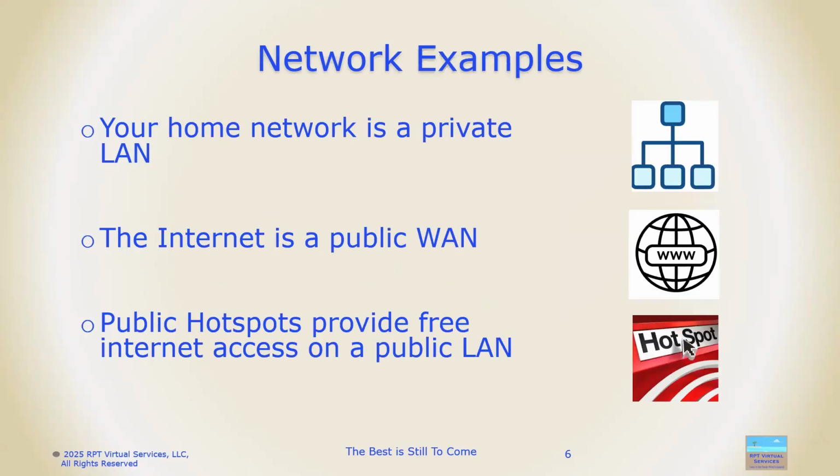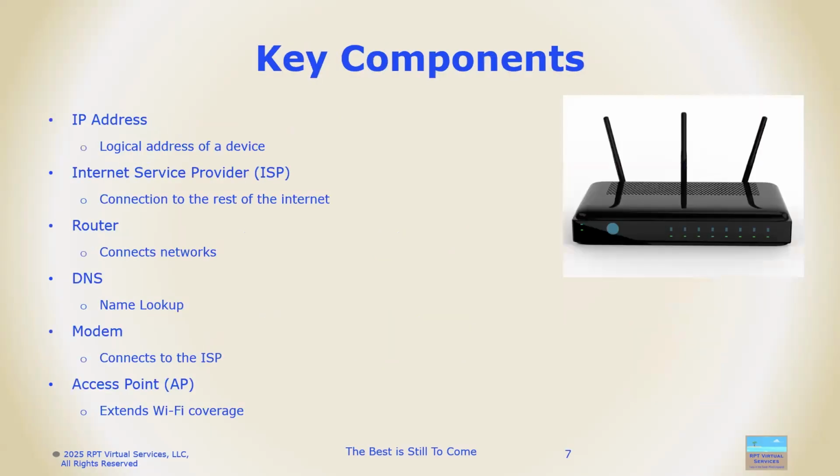So just some examples, your home network's a private LAN. The internet is a public WAN, and public hotspots provide free internet access on a public LAN. So hopefully that helps you understand just some of the ways we talk about that.